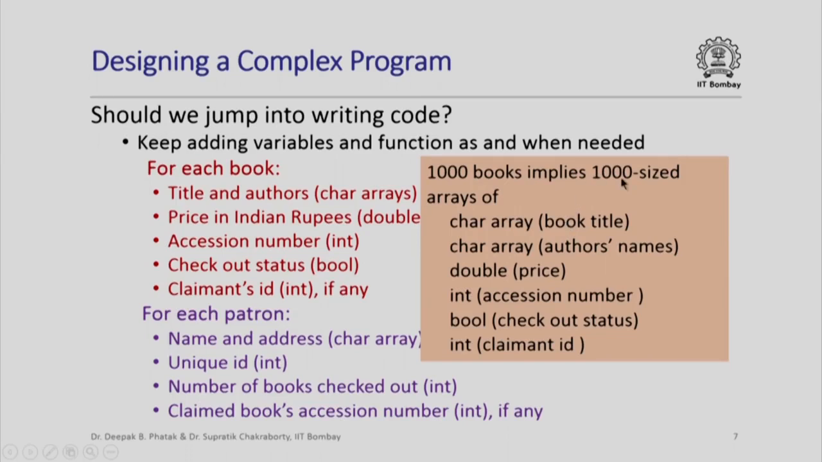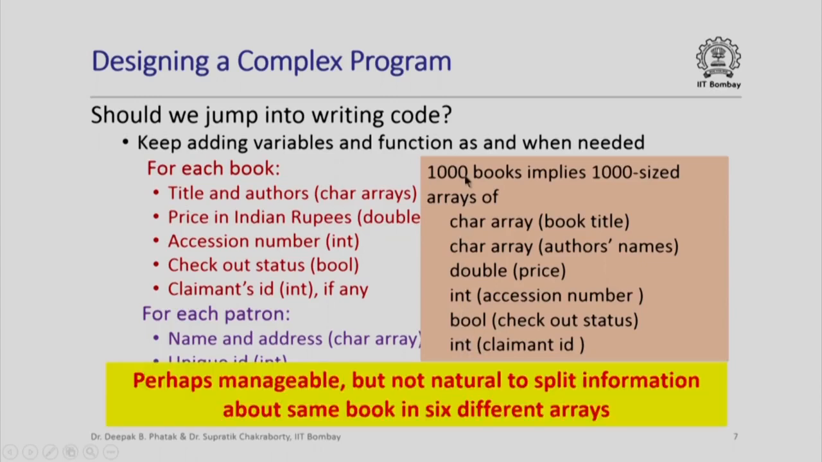Similarly, I could have a 1000 sized array storing the authors' names, and every element in this array must give me the names of the authors of a particular book, and since the names of the authors are going to be strings, they need to be stored in a character array. Similarly, I could have a 1000 sized array named price where an element of that array gives me the price of a book, and similarly I could have 1000 sized arrays named accession number, checkout status and claimant ID, where an element of each of these arrays would give me the accession number or the checkout status or the claimant ID respectively of a book in the library.